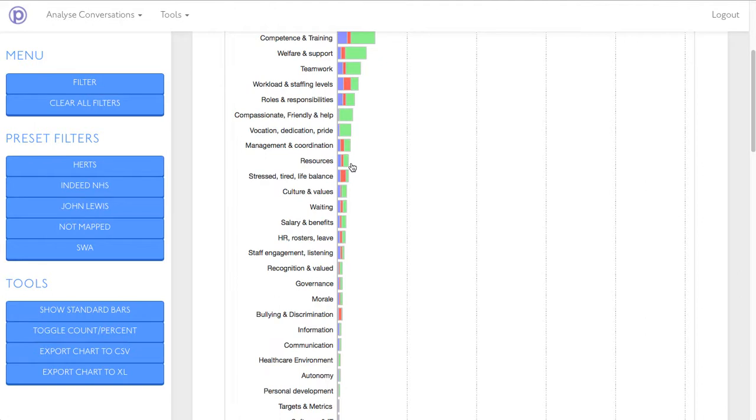Waiting. This is about waiting for anything, whether the customers are waiting for products, waiting for service. Are we keeping them waiting? That sort of stuff.